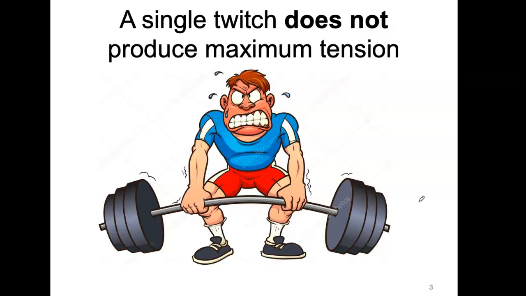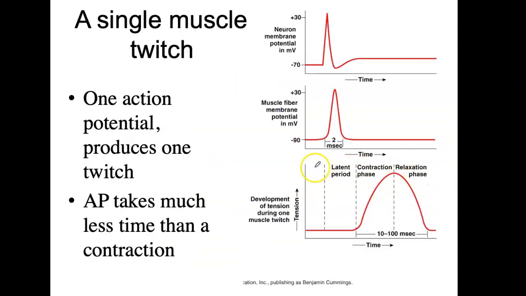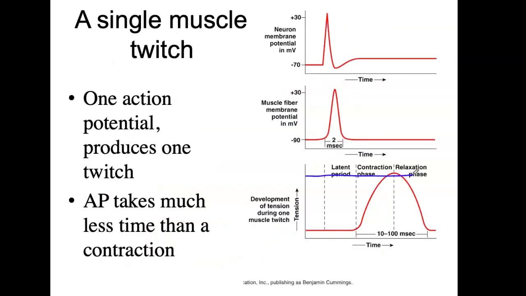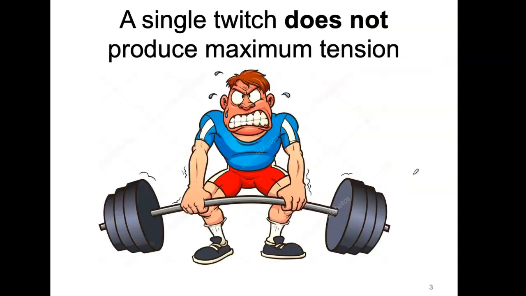What does that mean? It means that I'm going to go back to this slide. This amount of tension that I see on the y-axis of this graph, this amount of tension here, I'm going to draw it. This is how strongly you could actually contract. That's not the maximum tension that that muscle can achieve. It can achieve way more force. It can contract more. The sarcomere can slide more than it does in one single twitch. Okay, so here we're saying one single twitch is not gonna lift these barbells. It's just not gonna happen. You need much more than that.